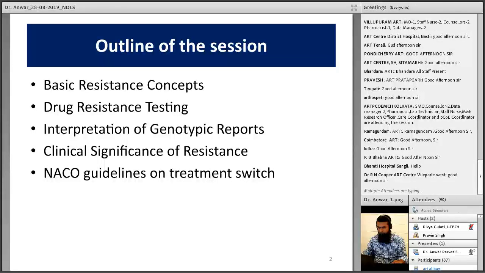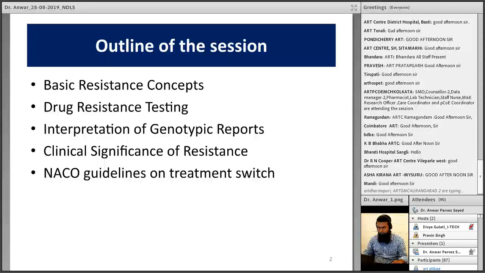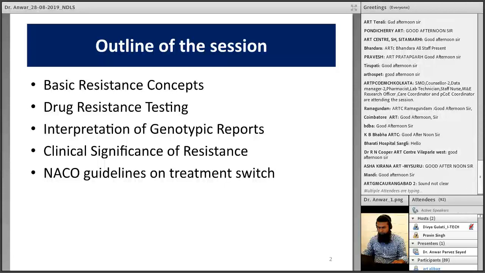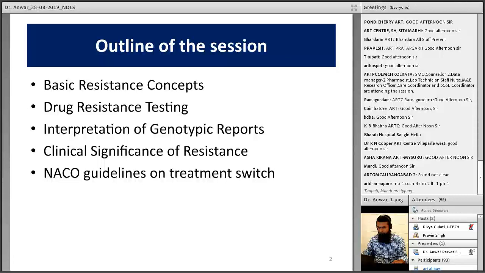There are some tests which are available to identify resistance to antiretrovirals. These are genotypic and phenotypic resistance testing. We will be talking more about genotypic testing, as phenotypic testing is not being used in clinical settings. Then we will also see the interpretation of genotypic reports and the tools to interpret those reports. There are some databases which are commonly used. As treating physicians or technical experts, we should be aware of those databases, which will help us to interpret those genotypic reports.